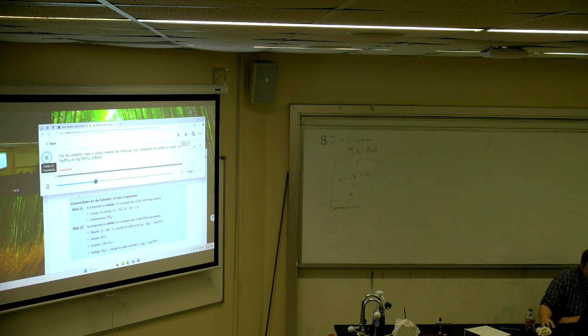So K shows up down here, Na shows up down here, so these two compounds are soluble in water. Magnesium, though, you don't see magnesium anywhere, and you don't see the phosphate anywhere. So the magnesium phosphate is insoluble in water. If you put that in water, it'll just float down to the bottom and sit there as a solid, and you don't have a solution.